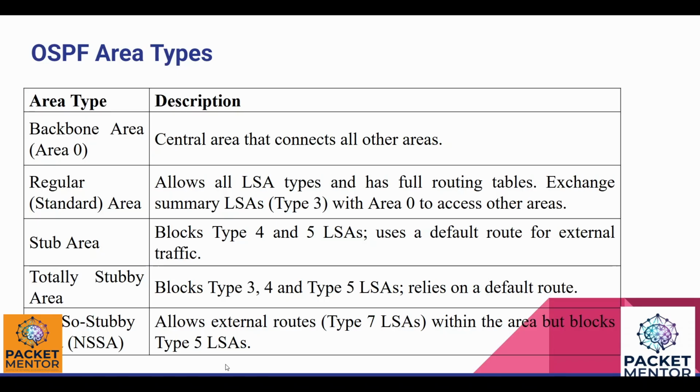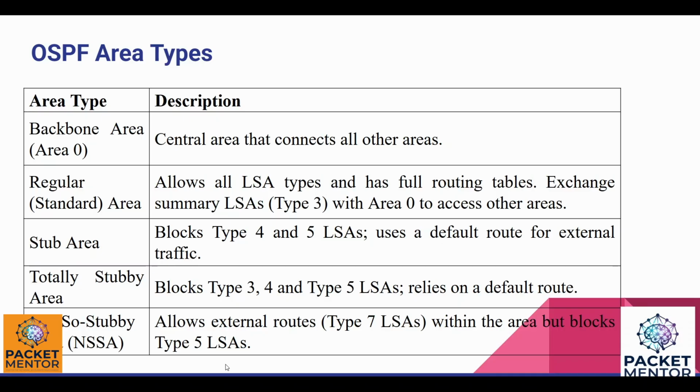Similarly, there are different types of areas in OSPF. The uniqueness of OSPF, or advantage of OSPF among the other routing protocols, is the use of areas, the hierarchical model. OSPF uses a big backbone area, by default area 0. Then there are standard areas connected with area 0. Then there are stub areas, totally stub areas, and not so stubby area.